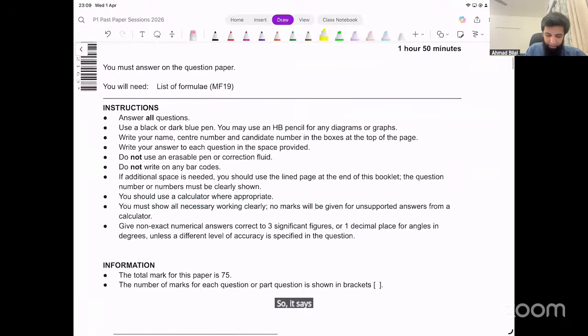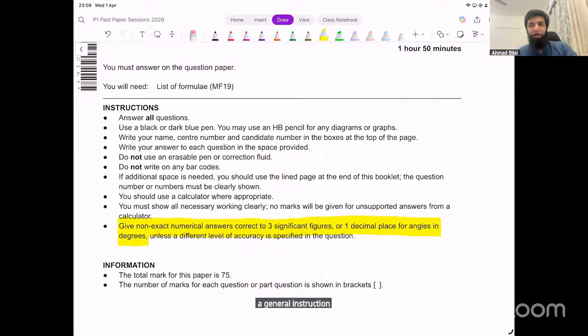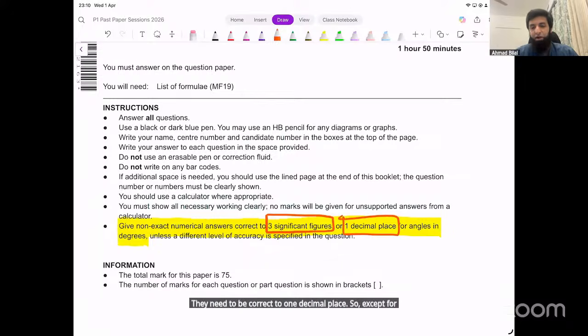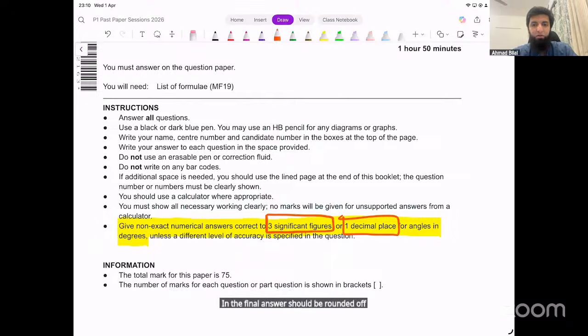So it says, give non-exact numerical answers correct to 3 significant figures or 1 decimal place for angles in degrees. This is a general instruction that you have in all papers. Unless a question specifies something else, that's an exception. In general, for all questions, your answers need to be correct to 3 significant figures, except for angles in degrees, which need to be correct to 1 decimal place. So except for degrees, everything else in the final answer should be rounded off to 3 significant figures.